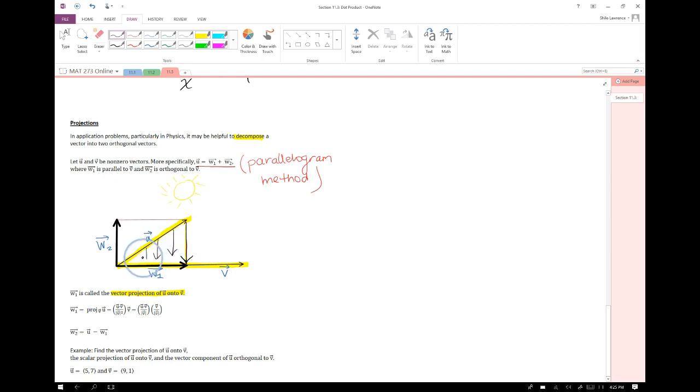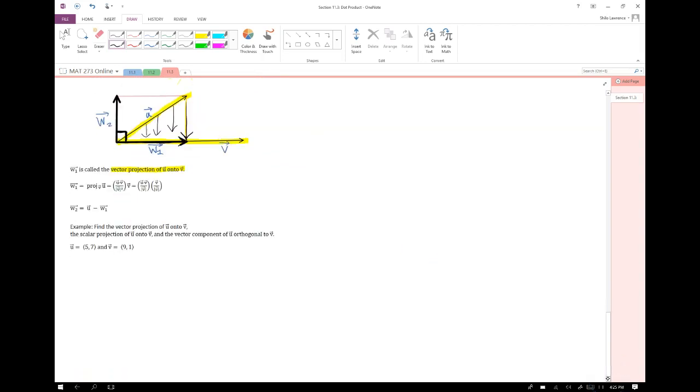So we're casting this shadow of u down onto v, because u and v will be given at the very beginning of the problem. And what that's going to create is this shadow, which is w sub 1. W sub 2, we said, is the vector projection orthogonal to v. So one nice thing about these projections is it's not just going to be a parallelogram, but more specifically, it's always going to be a rectangle. So that's going to be really helpful.